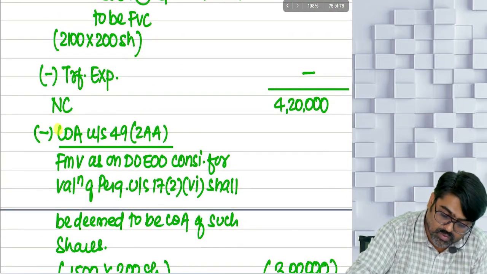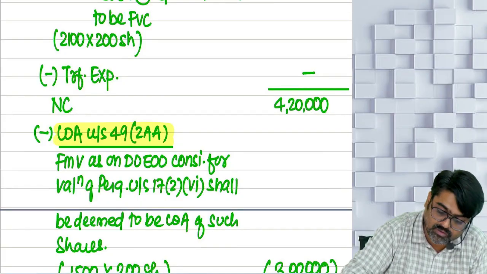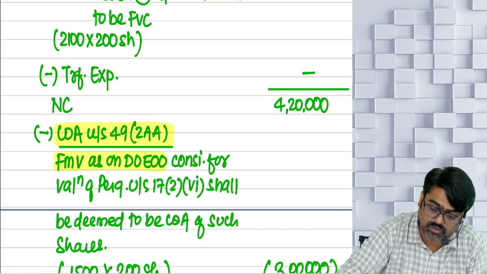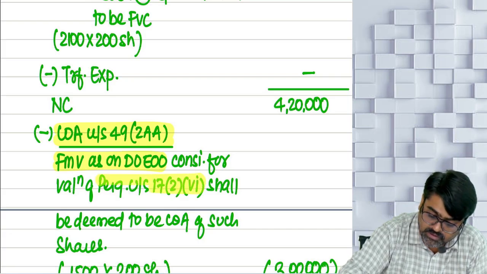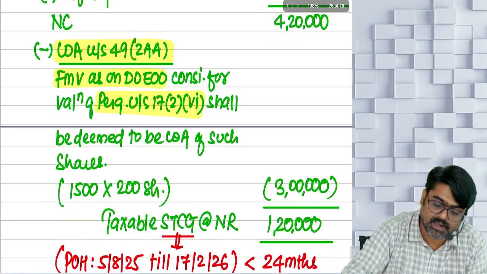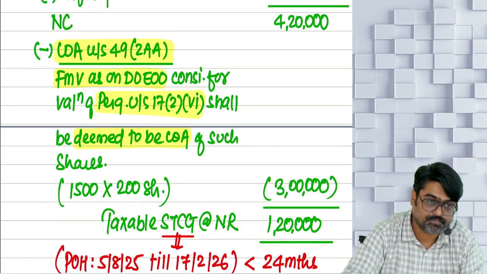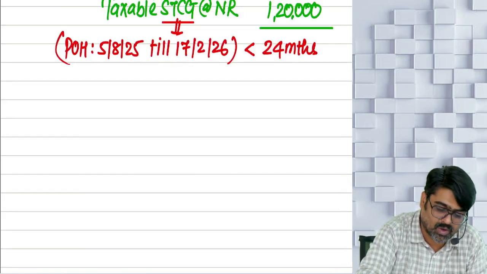Section 49(2AA) says that the fair market value as on the date of exercise of option, which was considered for valuation of perquisite under section 17(2)(vi), shall be deemed to be the cost of acquisition. Simple, no? Apply some logic.